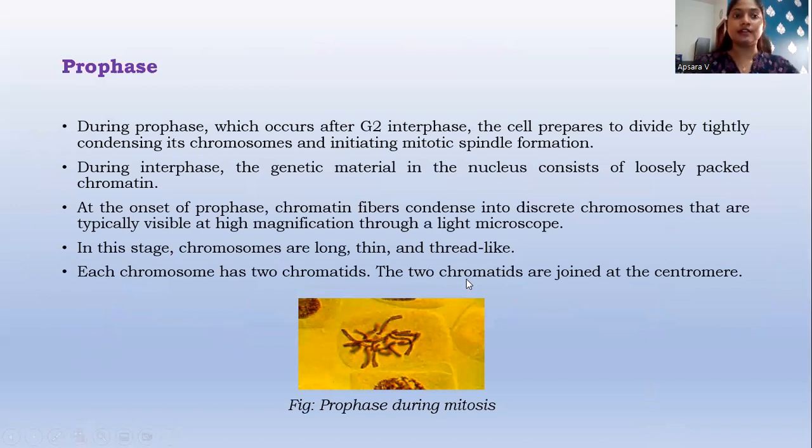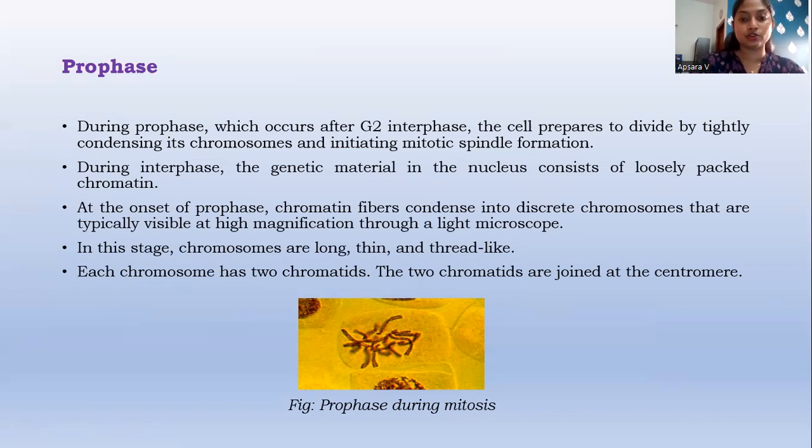Prophase. This is the first phase in mitosis. During prophase, which occurs after G2 interphase, the cell prepares to divide by tightly condensing its chromosomes and initiating mitotic spindle formation. So during interphase, the genetic material in the nucleus consists of loosely packed chromatin. But at the onset of prophase, chromatin fibers condense into discrete chromosomes that are typically visible at high magnification through a light microscope. So in this stage, chromosomes are long, thin, and also thread-like.